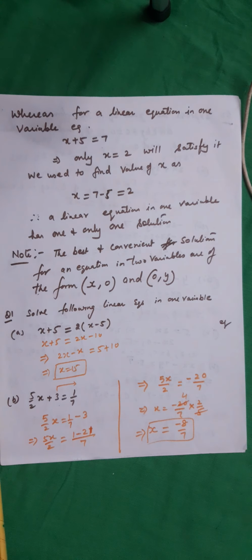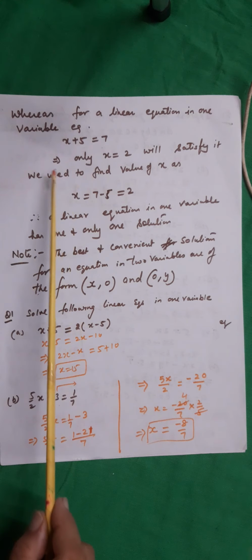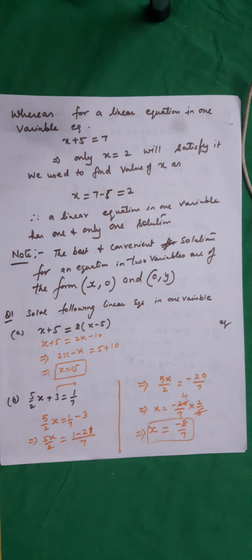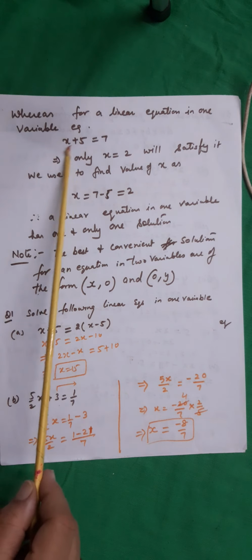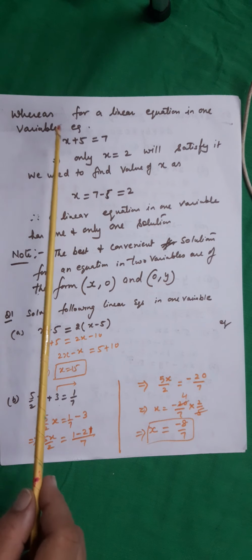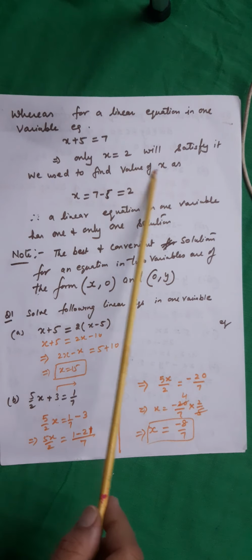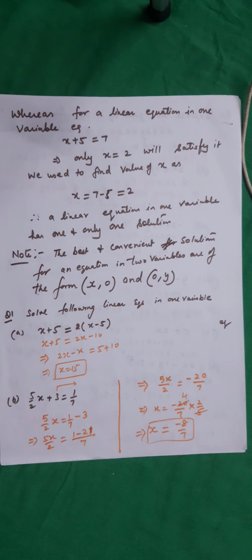right? This is in one variable. If I solve it, I will get only one value of x. Otherwise also you see, here this will become 7 if and only if x is equal to 2. So that means a linear equation in one variable has one solution, but a linear equation in two variables has infinitely many solutions.